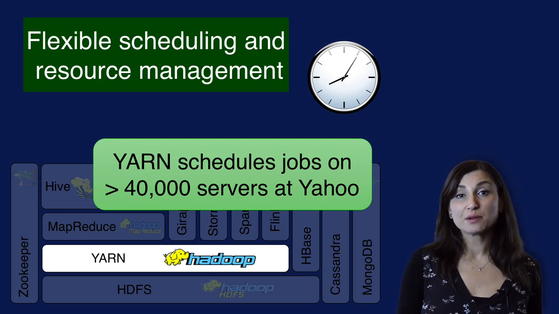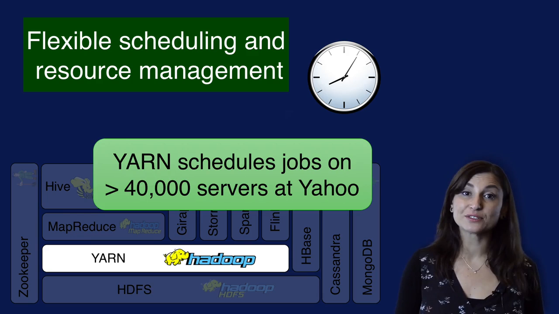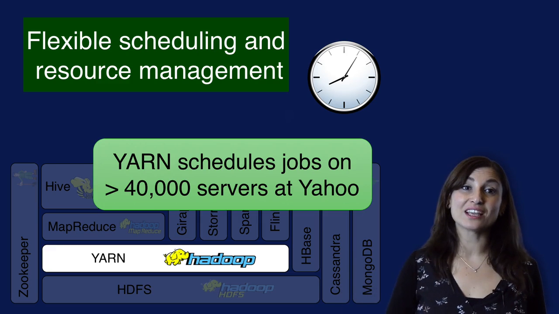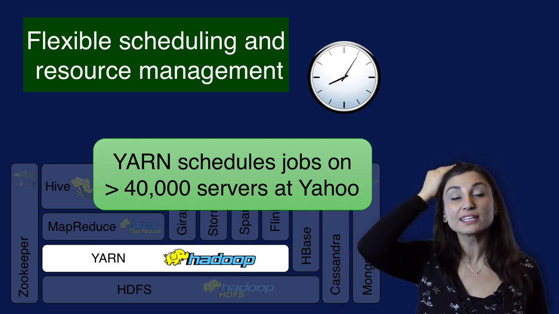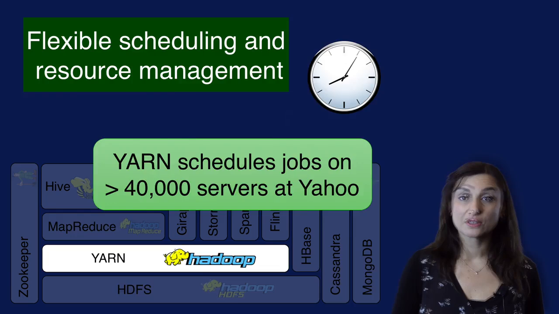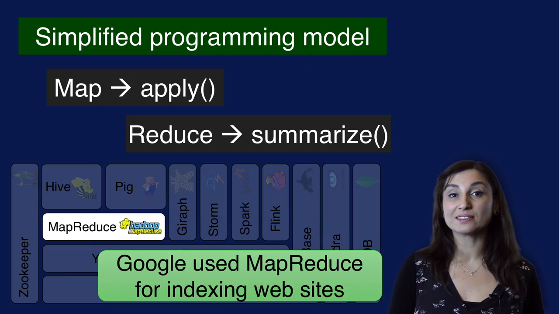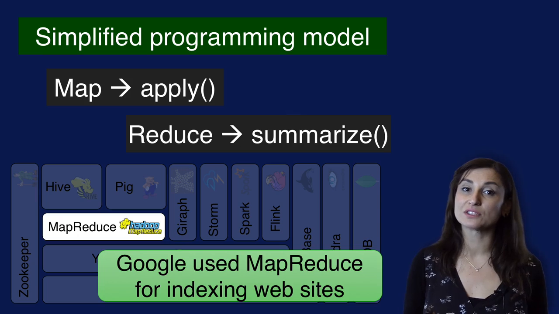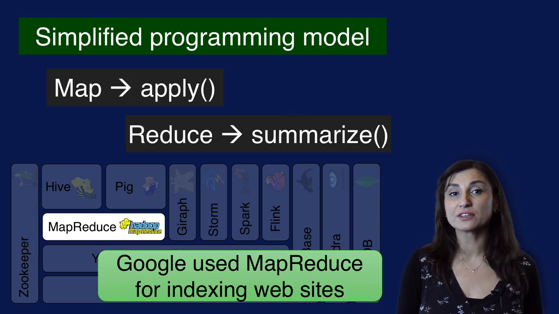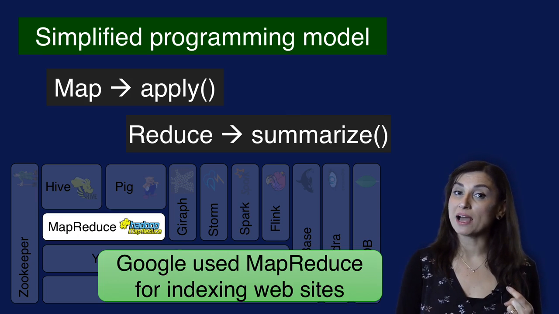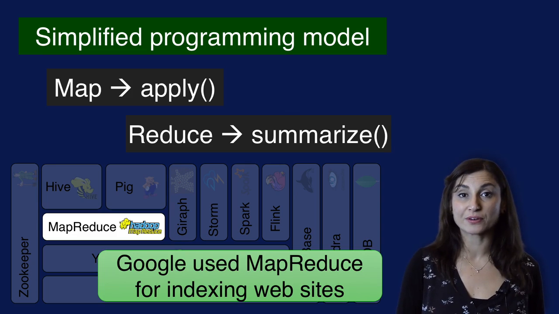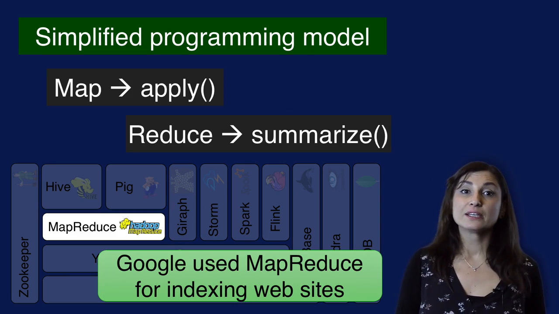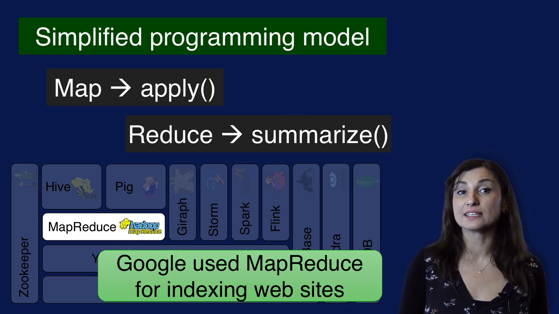Hadoop Yarn provides flexible scheduling and resource management over the HDFS storage. Yarn is used at Yahoo to schedule jobs across 40,000 servers. MapReduce is a programming model that simplifies parallel computing. Instead of dealing with the complexities of synchronization and scheduling, you only need to give MapReduce two functions, map and reduce, as you heard before. This programming model is so powerful that Google previously used it for indexing websites.